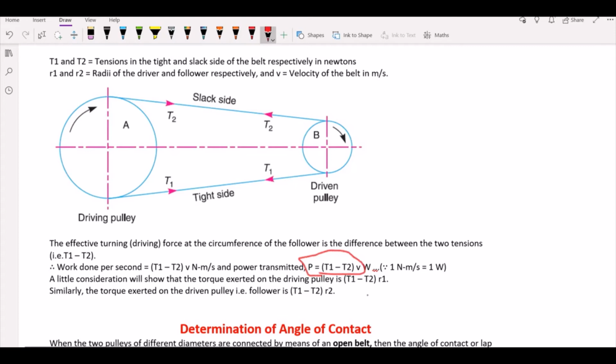If I want to calculate the torque, then the torque will be the difference of the tensions into radius. For the initial one, T1 minus T2 into R1.